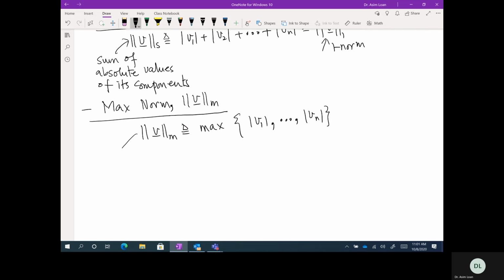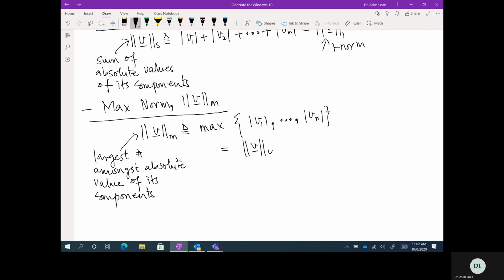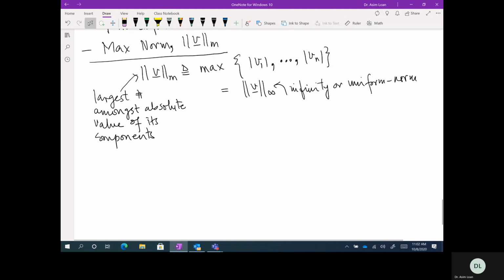So this is the largest number amongst the absolute values of its components, and this is also known as the infinity norm, or uniform norm, and you'll see right now why it's called the infinity or the uniform norm.